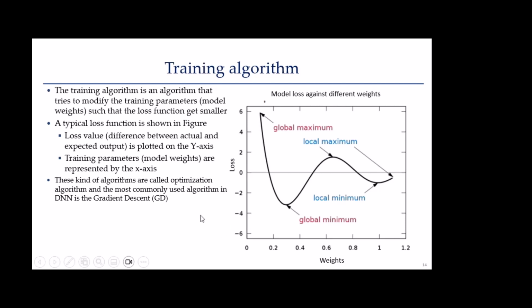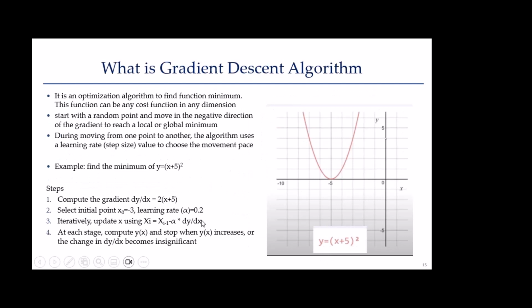This kind of algorithm is called an optimization algorithm, and the most commonly used algorithm in our DNN training is the gradient descent algorithm. So let's explain what the gradient descent algorithm is. It's an optimization algorithm that is used to find a function's minimum. This function can be anything. It can be a cost function, or in our case, it's a loss function. The gradient algorithm starts with a random point in the function we're trying to find the minimum for, and keeps moving in the negative direction of the loss increase.